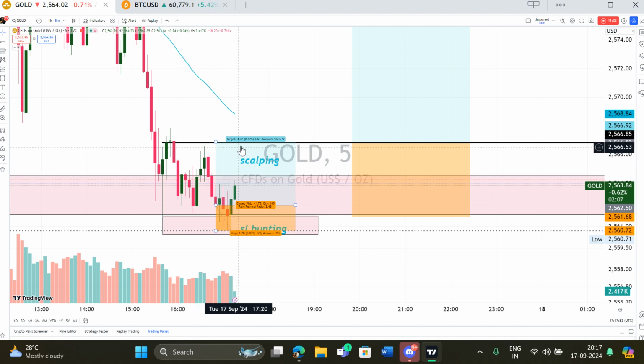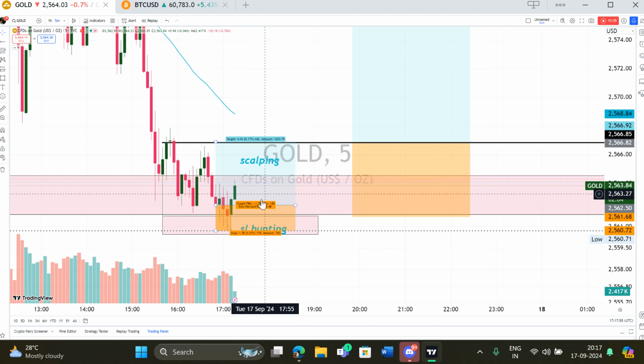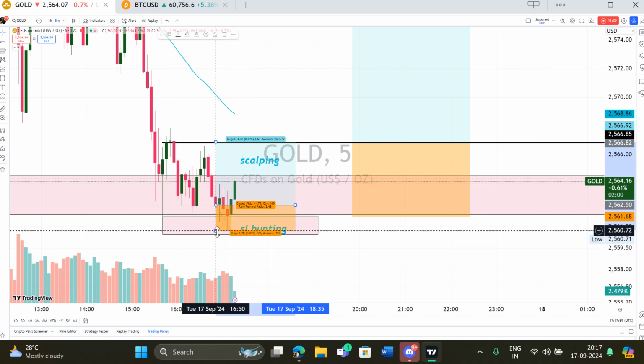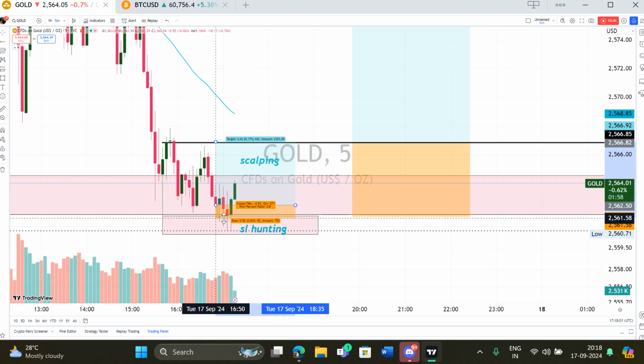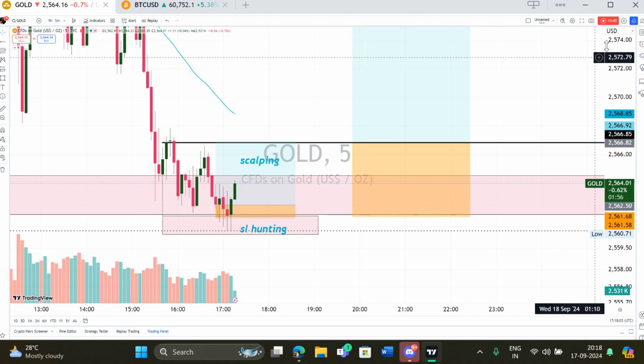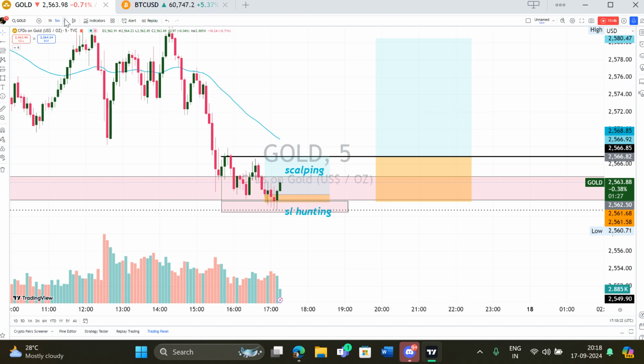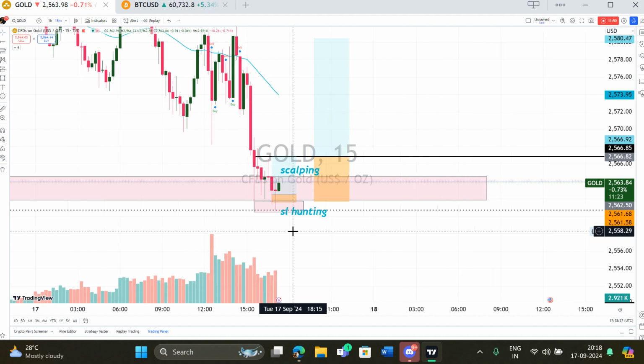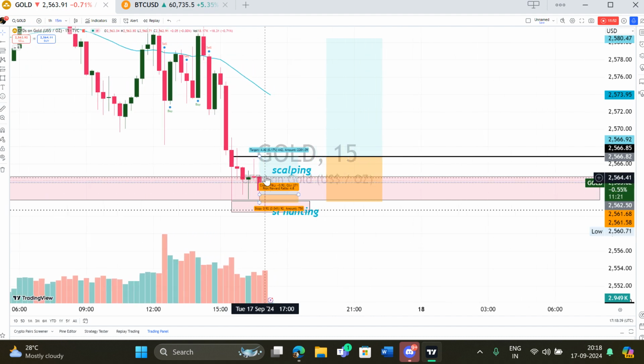We can keep our position still here, and the SL hunting is completed here. We can move our SL like here, right? So this is good, just remove your SL also. If I see in 15 minutes, you can go in 15 minutes, check it out. There is a great massive candle here. You can see this one massive candle, right?